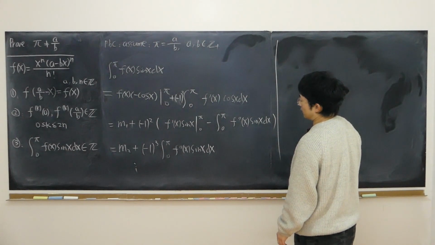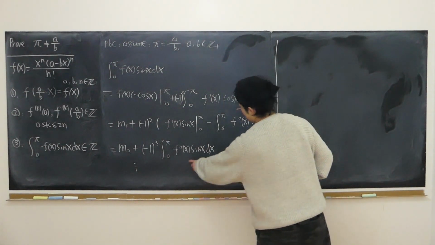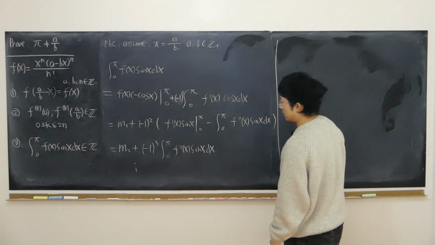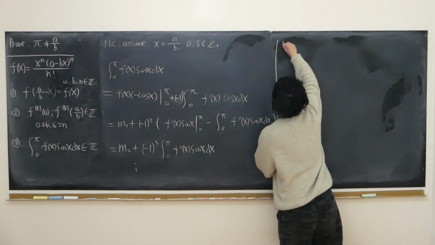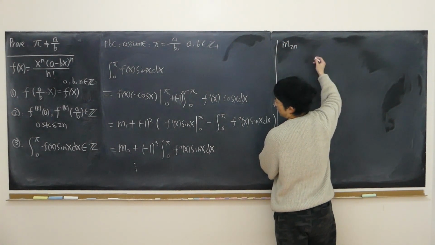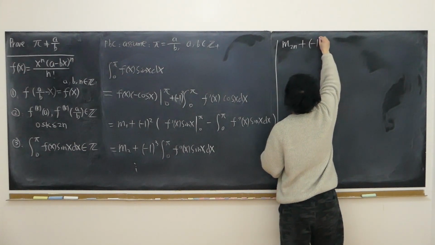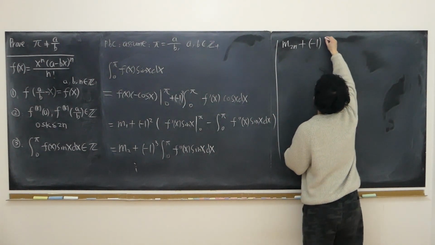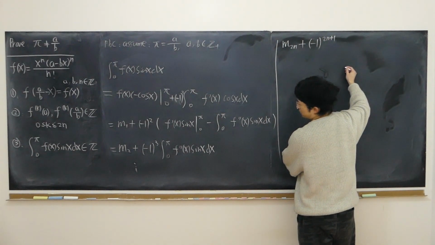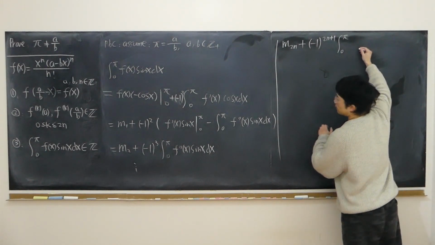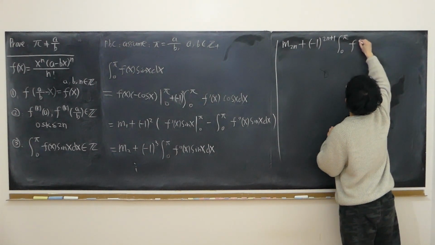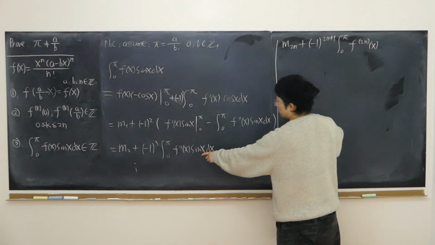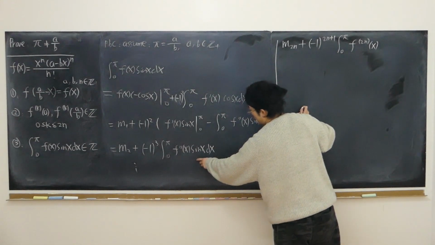In the end, we should have something like this, until we reach the 2nth order derivative here. What's the pattern? m sub 2n, some integer, positive or negative, plus minus 1 to the power of, what's the pattern here? The power should be exactly 1 unit larger than the order, in this case 2n plus 1, times the integral from 0 to pi of f, the 2nth order derivative. Is it sine x or cosine x? When the order is even, it's sine x. Yes, it's sine x.